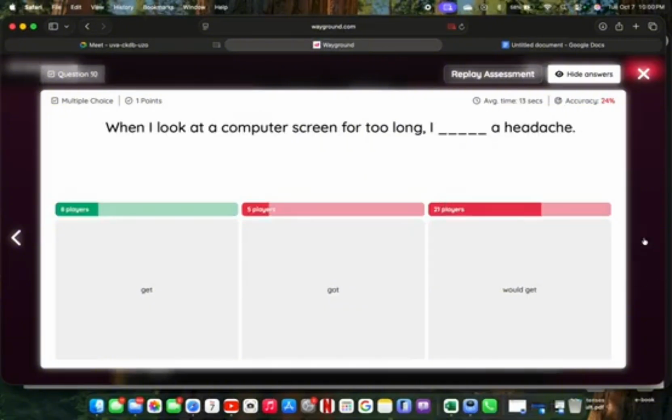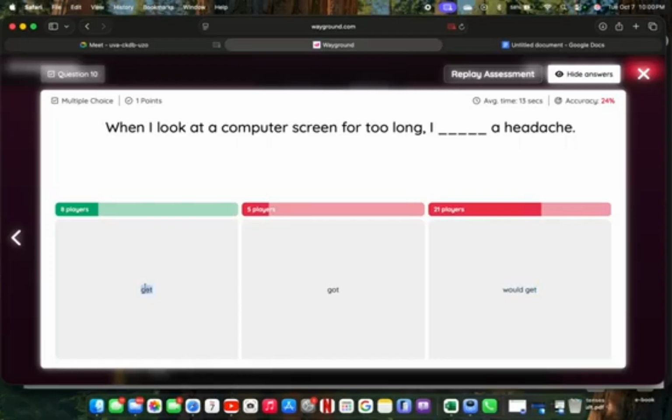And last question. When I look at a computer screen for too long, I get a headache. So this one is kind of straightforward, to be honest. But I got this one wrong. Oh really? You said I would get. It just makes me think of a conditional, but actually that's not correct. This one is zero conditional, because I get a headache. It's just what happens.